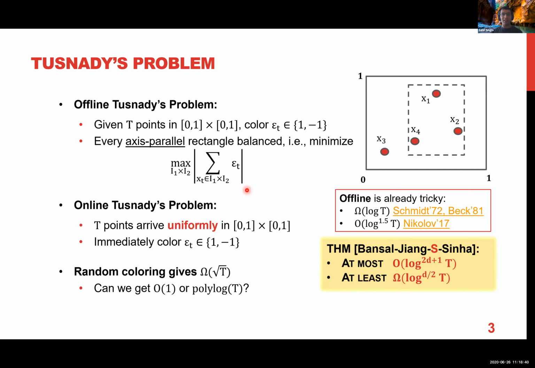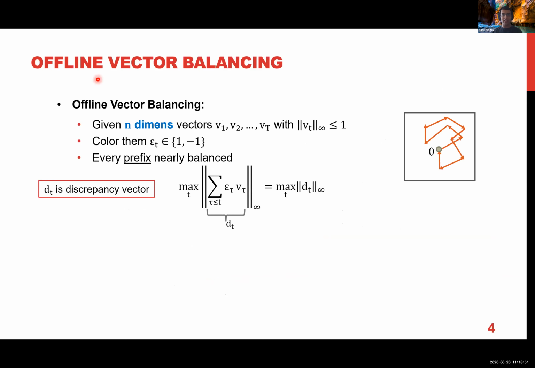The way we obtain all these geometric results is actually by taking a linear algebraic view, which will lead us to some vector balancing problems, which are already very interesting in themselves and have a long history. So let's look first at the offline vector balancing problem. What is the offline vector balancing problem?